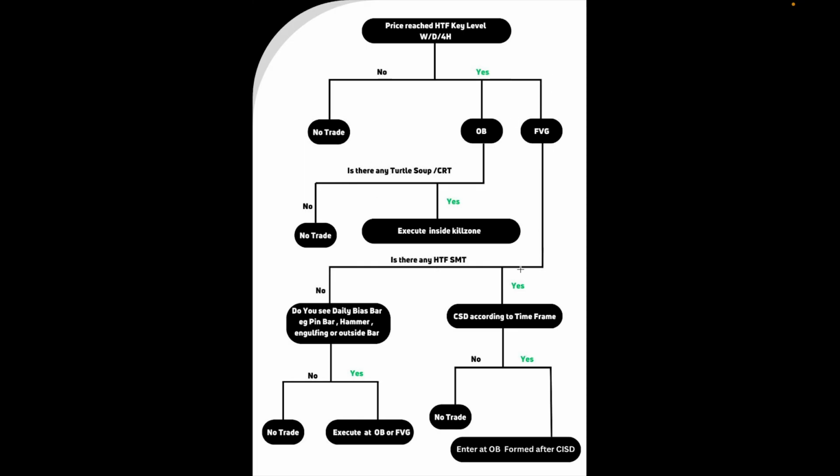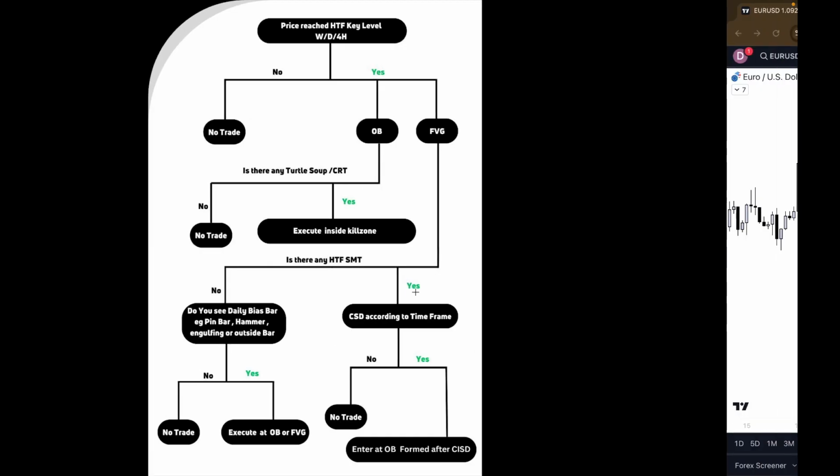And in case of a fair value gap, we'll try to confirm the fair value gap within a higher time frame SMT, and then accordingly we will execute after the change in state of delivery. And if there is no higher time frame SMT, then we'll be looking for the pin bar and hammer and all these bearish patterns to form inside the fair value gap to execute. If it doesn't form, there is no trade, or if it has formed, then we will execute at the order block on the fair value gap formed. And everything has to be aligned with the time frame alignment thing, right?